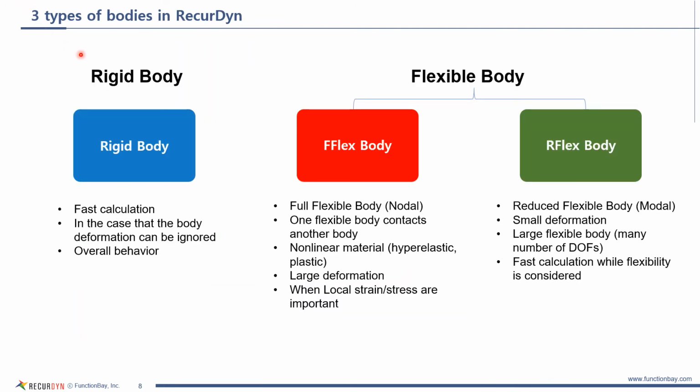There are three types of bodies in Recordyn: rigid body, full flex body, and R-flex body. Full flex body and R-flex body are flexible bodies. When fast simulation is necessary or body deformation is negligible, using a rigid body is good enough. If a body contacts another body or nonlinear characteristics need to be considered, full flex body must be used. If the deformation is small or fast calculation is necessary while considering flexibility, the R-flex body can be used.